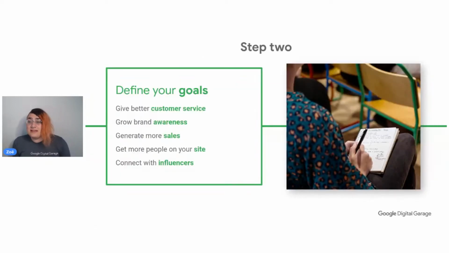Then step 2, we can define our goals. Now, there's one of the goals on this slide that I really don't like, and it's the third one here. Generate more sales. See, the thing is, that's every business's goal. Every single business wants more sales. That's the reason why businesses exist, or it's the thing that keeps them existing.